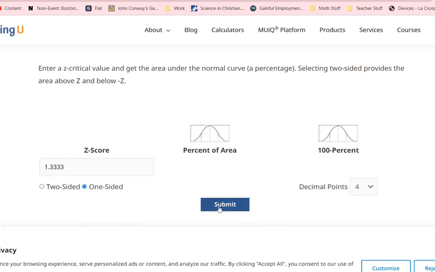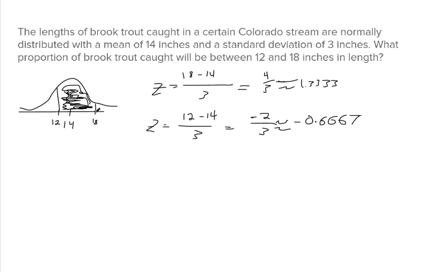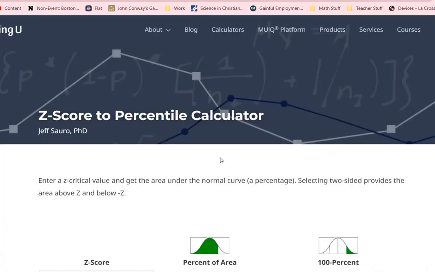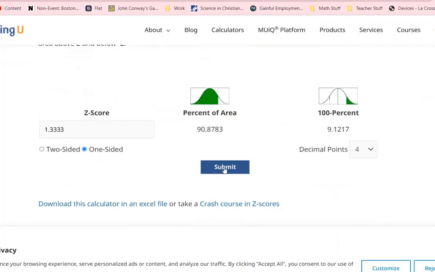Because two-sided would give you the probability between, what do we got? Because with a z-score of 1.3, it would give you this probability. It would stop here, and that's not the region we want. So just make sure you're checking one side. Two-sided would be helpful sometimes if you're trying to make a confidence interval. And so let's use this first result.